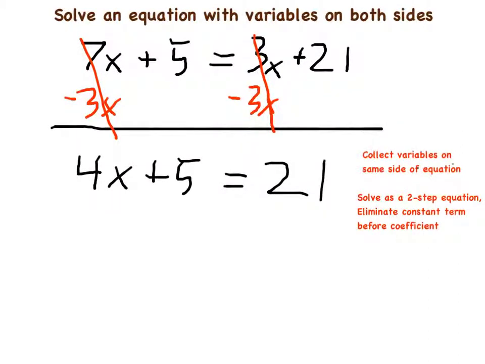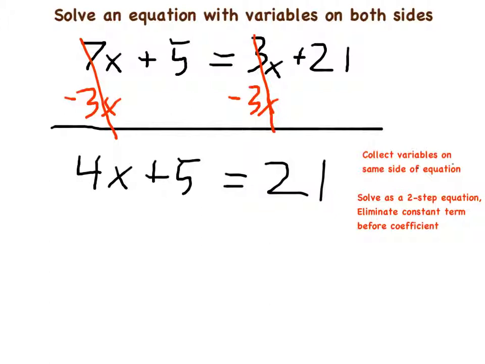Now I'm left with a two-step equation, and I want to get rid of my constant term before I get rid of the coefficient. So that means on the left-hand side of the equation, I want to get rid of this 5 first before I get rid of the 4. My reason being, if I were to get rid of the 4, that would involve division, and I'd have to divide everything by 4.